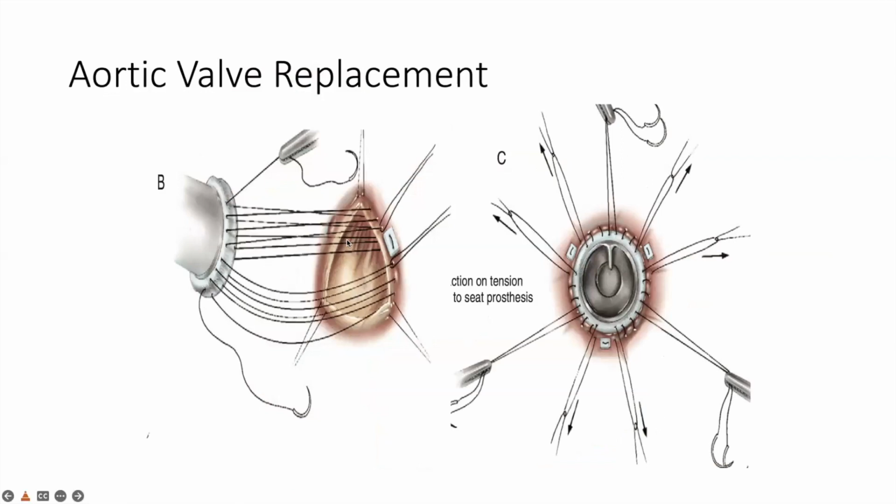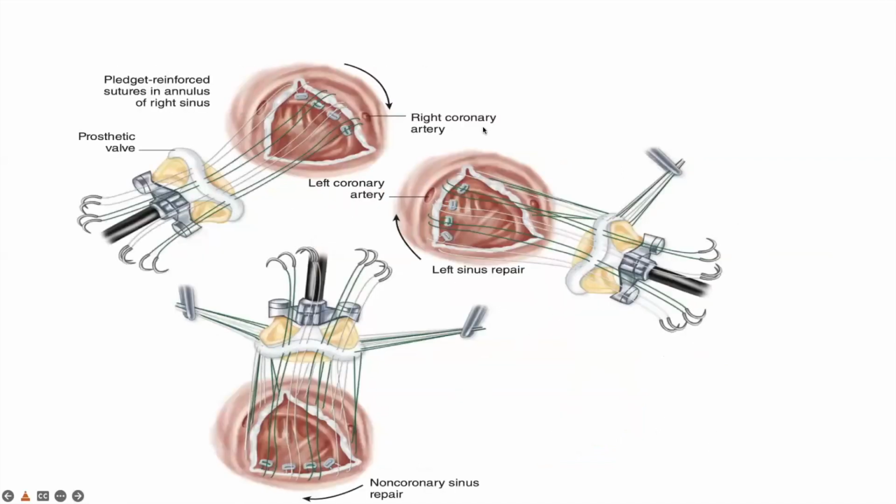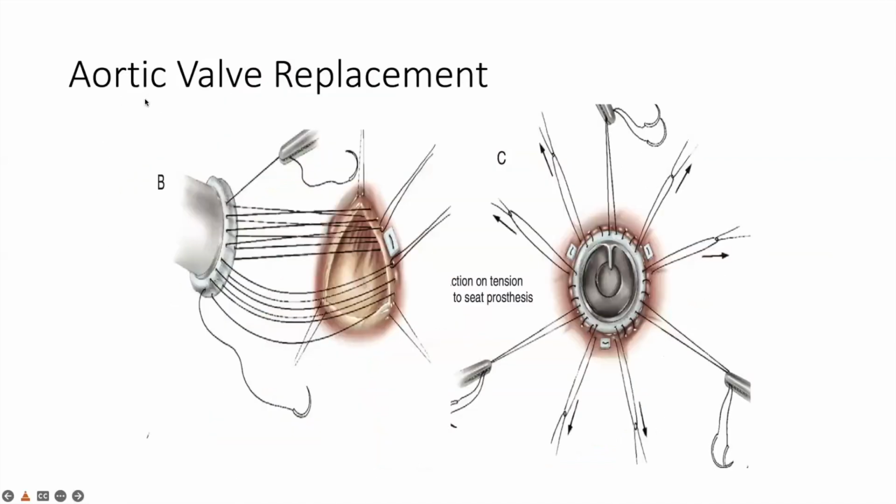Another technique is a semi-continuous technique, where rather than having multiple sutures pledgeted on, you can do a semi-continuous suture, using 4 or 5 sutures for different quadrants along different lengths of the aortic annulus.